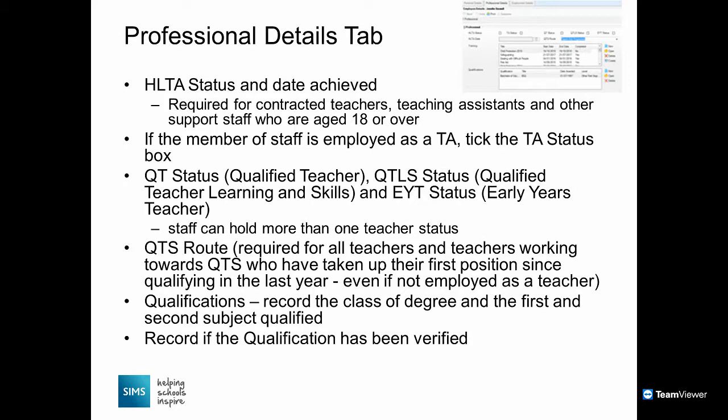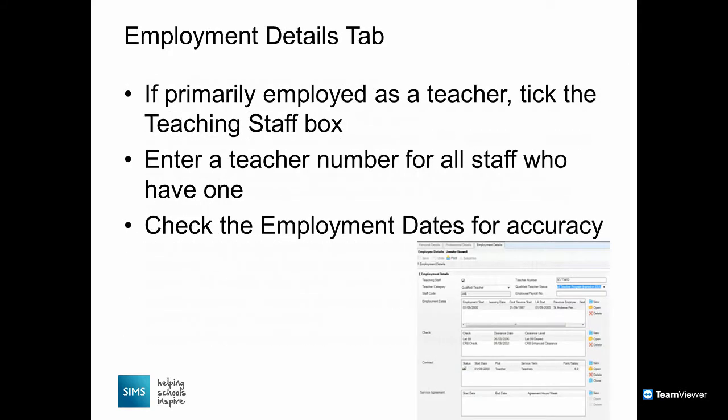In the qualifications area, record the class of degree in the first and second subject qualified, and record if you have verified those qualifications by looking at their certificates. On the employment details tab, if you're primarily employed as a teacher, click the teaching staff box. We need to enter a teacher number for all staff who have one, and just check the employment dates for accuracy. Make sure you've got an employment start and, if appropriate, a leaving date in there as well. Anybody with a leaving date prior to the 1st of September 2017 will not be included in your return.